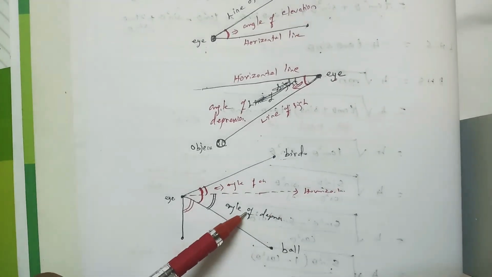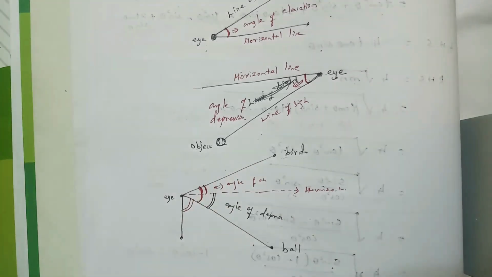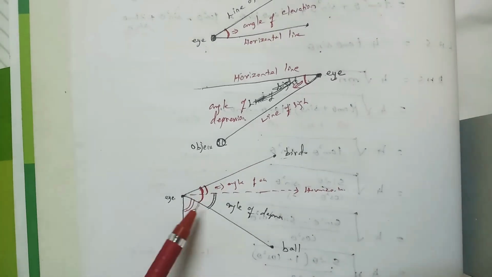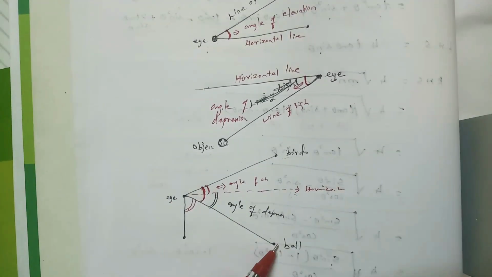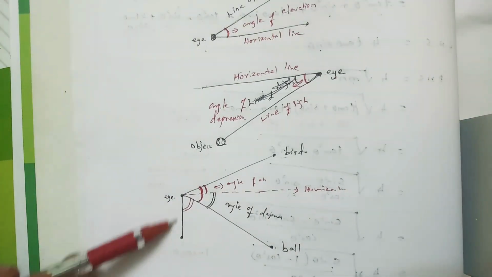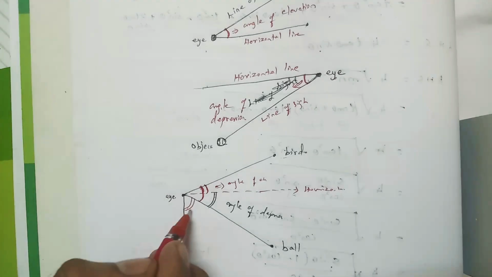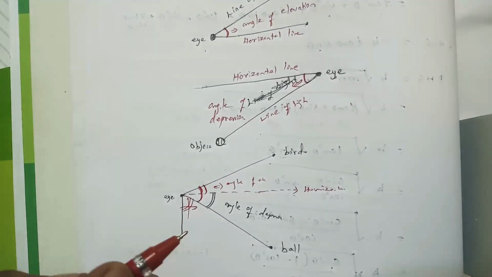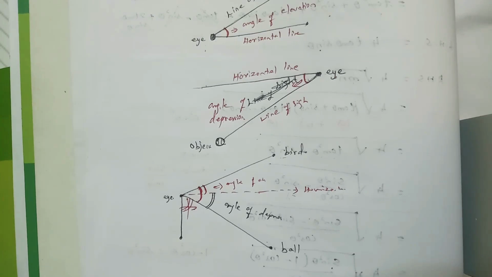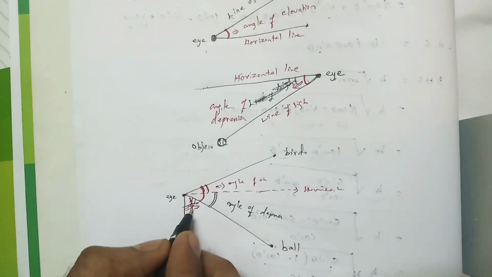The angle of elevation or angle of depression will always lie in between the horizontal line and the line of sight. See, this is a vertical line, and the vertical line and line of sight we won't consider. This is not an angle of elevation or angle of depression.